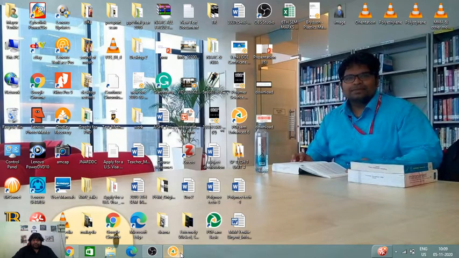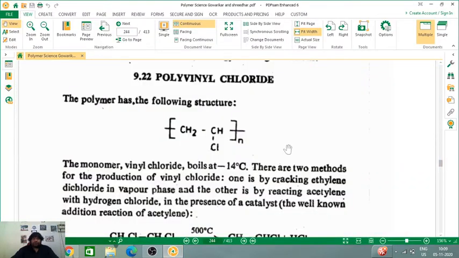Okay friends, let us see polyvinyl chloride. The polymer has the following structure. We all know CH2=CHCl. The monomer vinyl chloride boils at minus 14 degrees Celsius. There are two methods for the production of vinyl chloride.